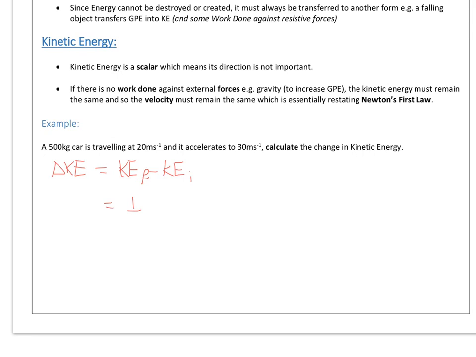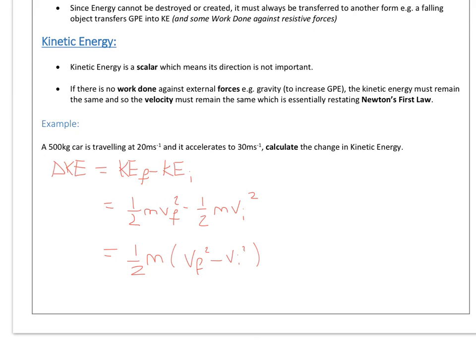So that's going to be half m Vf squared minus half m Vi squared. I've just used m in both because the mass hasn't changed at any point. So we can factorize this. We can take the half m out of both expressions to simplify. And we get half m times, Vf squared minus Vi squared.